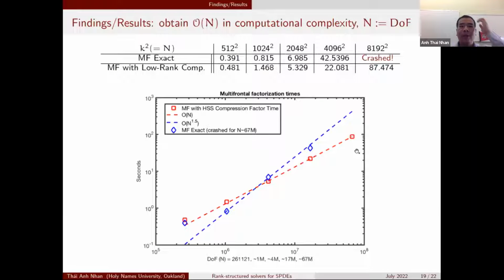So we plot with the supercomputer at the lab. We are able to increase the number of unknowns up to about 67 million, and test the time for the multifrontal method with compression, and you see the scaling here is linear, which is very good. And the exact multifrontal solver doesn't work with 67 million unknowns. So that works very well for us.